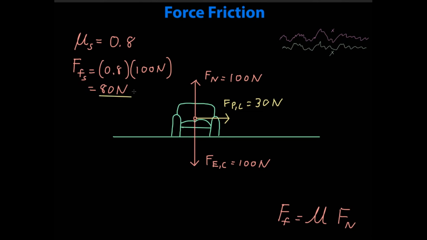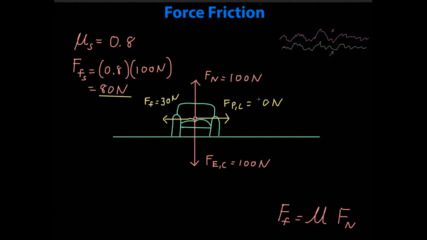The 80 newtons is the limit that this static frictional force can use to prevent you from moving the couch. That's what it wants. It does not want you to move the couch. That's its goal. So it will only use as much force as it needs to prevent you from moving the couch. If you push with 30, it will push with 30 newtons, and the couch will not move.